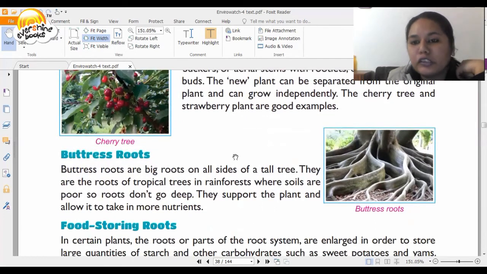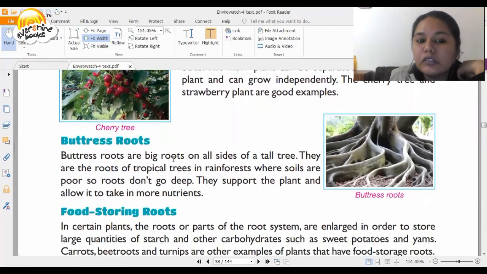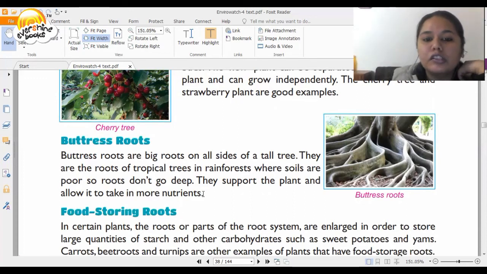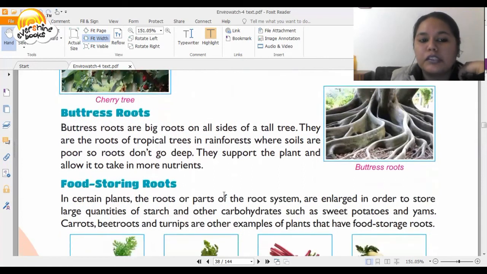Then you have buttress roots. Buttress roots are big roots on all sides of the tree. Have you seen such trees? These are the trees which have buttress roots. They are the roots of tropical trees in rainforests where soils are poor, so roots don't go deep. The soil is not good enough. So these roots are generally above the soil. They support the plant and allow it to take in more nutrients.